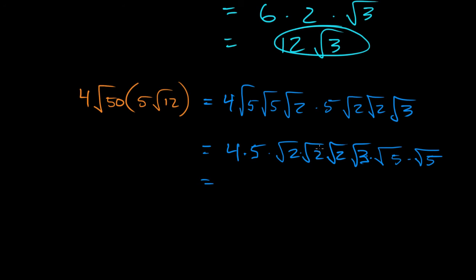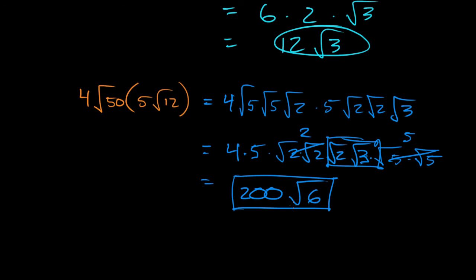So let's see. These two 2's are going to make a 2, and these two 5's are going to make a 5. So when I multiply, I'm going to have 4 times 5, which is 20, times 2 times 5. So 20 times 2 is 40, times 5 is 200. Under the radical, I'm still going to have a 2 and a 3, so I'm going to have 200 root 6, and that's the answer when I multiply 4 root 50 times 5 root 12.